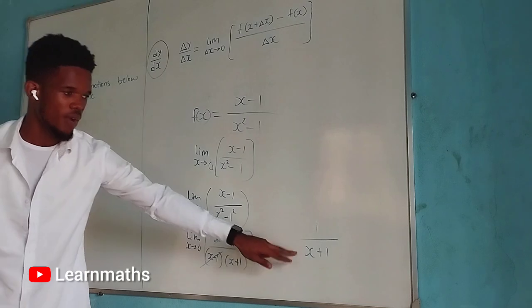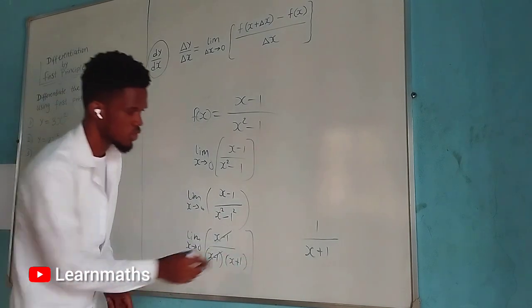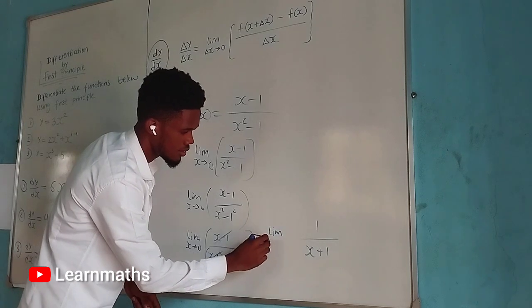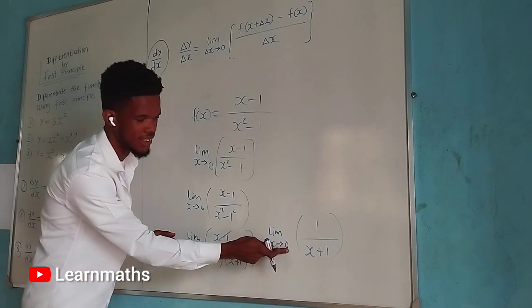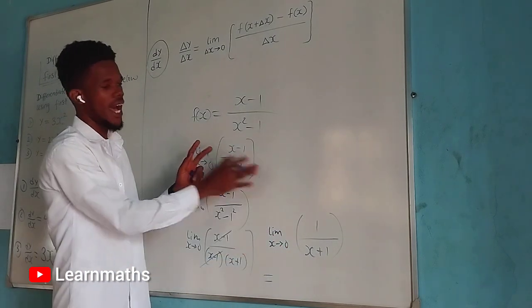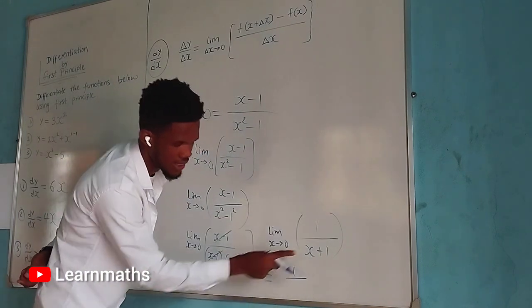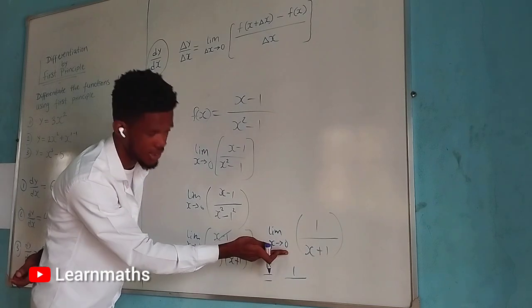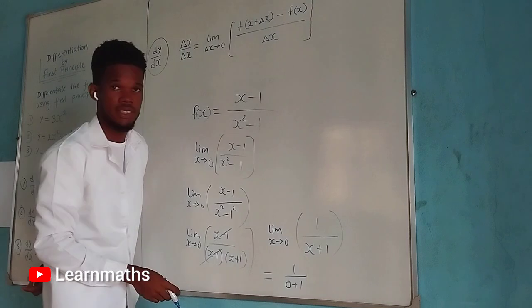Now when we arrive at this point, I believe there is no further simplification here. So we can then proceed to substitute the value of x as 0. So the final answer, that is the limit of this function as x approaches 0, is going to be 1 over, this is 0, we are now substituting x to be 0, 0 plus 1.